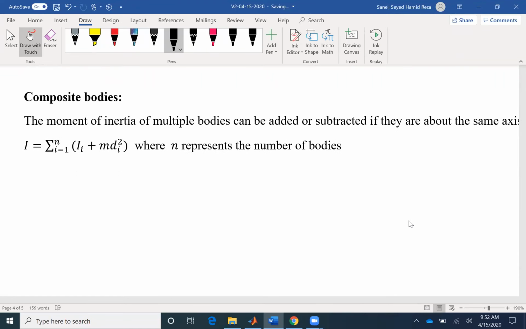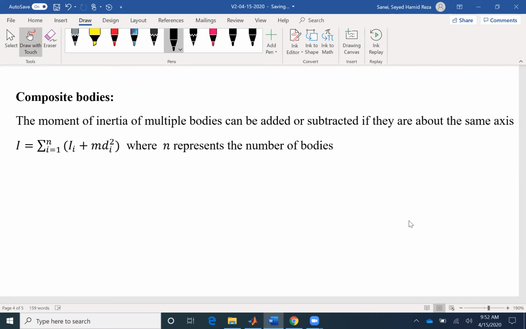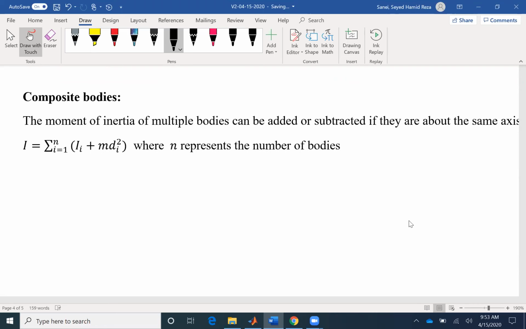The other concept that we're going to talk about here is composite bodies. If you have multiple bodies, the moment of inertia of the whole system would be just the addition or subtraction of each body. If we have a hole in the system, then the moment of inertia would be negative. But in general, for a composite body, that's the equation that we use.